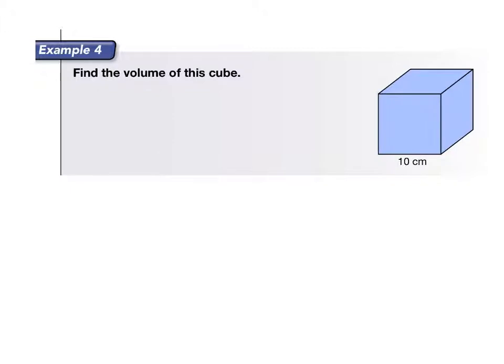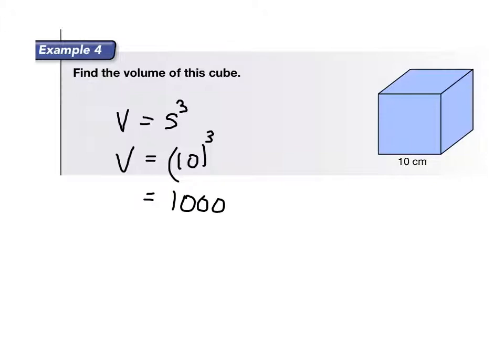So here's our last example. You want to sketch this out for example 4. Find the volume of that cube. If you remember the formula, you just take the side and cube it. So the volume is side cubed. We would substitute 10, and then do 10 times 10 times 10, which is 1,000. Then we look at our units, centimeters cubed. So the volume of the cube is 1,000 centimeters cubed.